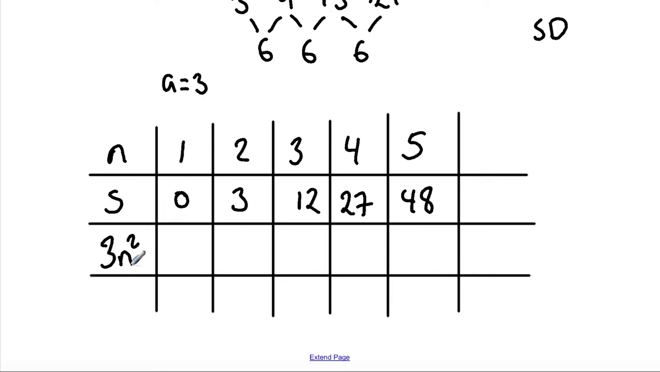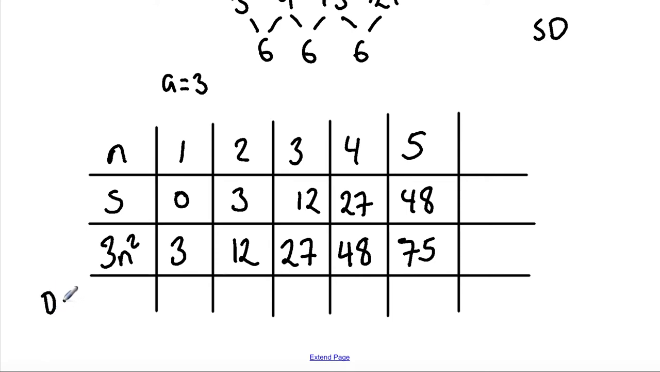So 1 squared is 1 times 3, which is 3. 2 squared is 4. 4 times 3 is 12. 3 squared is 9. 9 times 3 is 27. 4 squared is 16. 16 times 3 is 48. 5 squared is 25. 25 times 3 is 75.